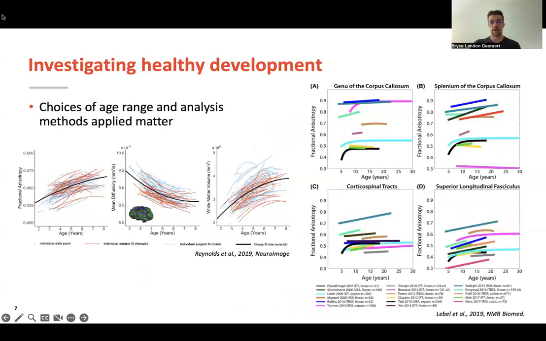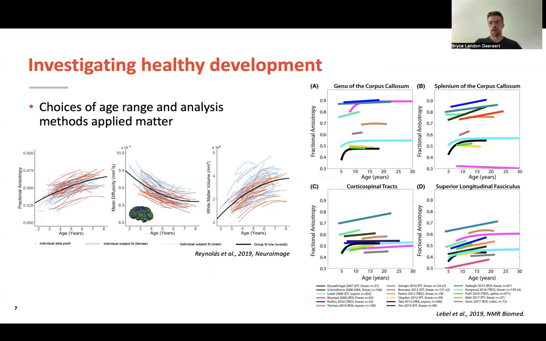This ties into my next point, which is that how we analyze our data does matter. On the left, these are just some global trends in FA and MD and white matter volume for good measure. On the right, we have FA versus age in 4 different regions, with each colored line showing findings reported by a different study. You can see there's a decent amount of consistency in terms of the trajectory of development, but there's quite a bit of spread in the actual reported FA values between studies, depending on age range and analysis type. This is a really interesting discussion in the source citation.